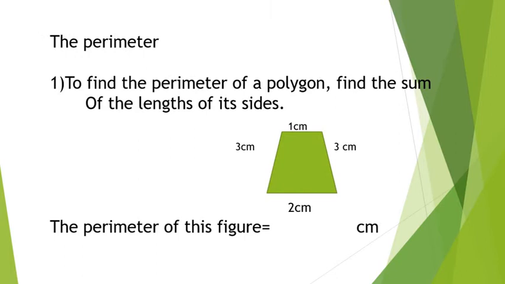The perimeter. To find the perimeter of a polygon, find the sum of lengths of its sides. That is the perimeter, right? The perimeter of this figure equal what? 1 plus 3 plus 2 plus 3, right? Then the perimeter of this figure equal 1 plus 3 plus 3 plus 2 equal 9 centimeters. Then the perimeter of any polygon is the sum of the lengths of its sides.